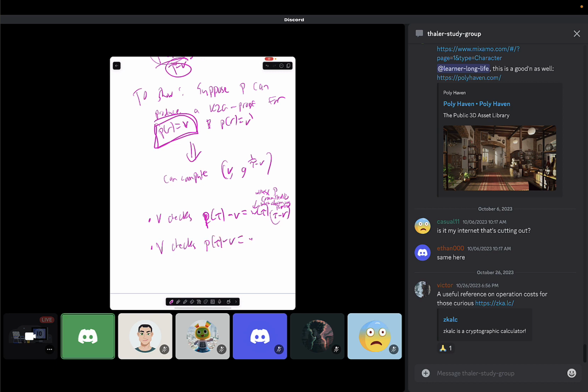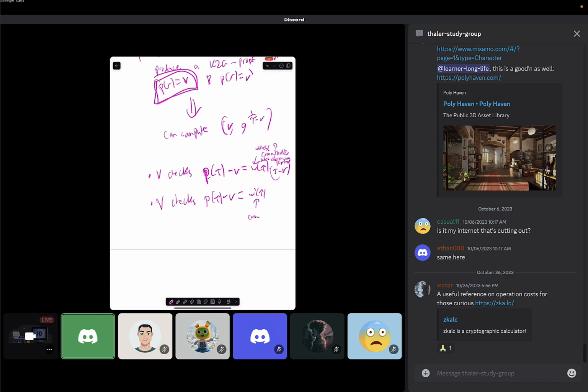The one I just sent you, w prime of tau, is the committed polynomial of degree n minus one. They're committed to this polynomial for the second proof, for the claim that p of r equals v prime.